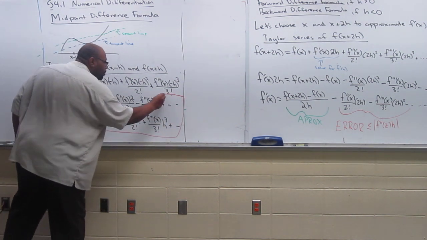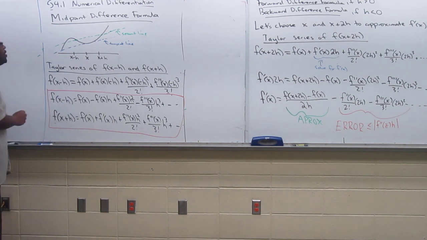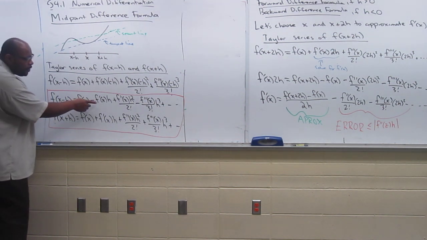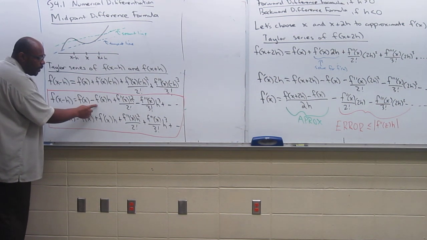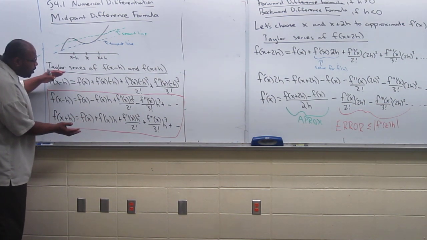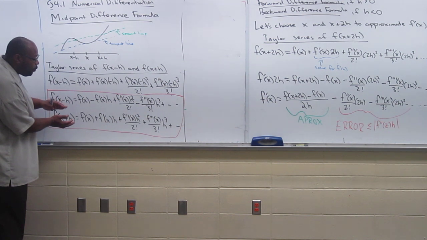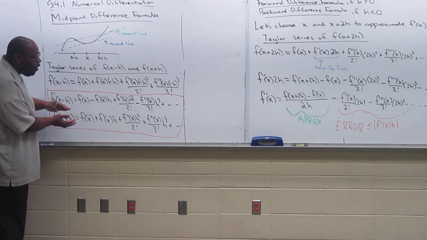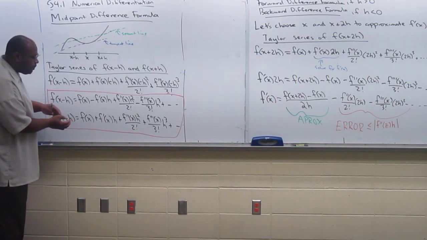Are going to allow me to come up with this midpoint difference formula. Notice that both of these formulas have f prime of x, right? And what I'm going to do is combine these two formulas together so that I can solve for f prime of x.